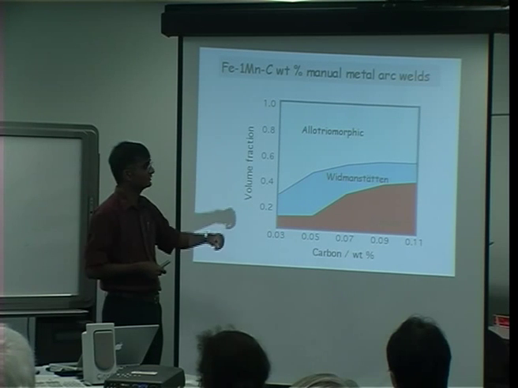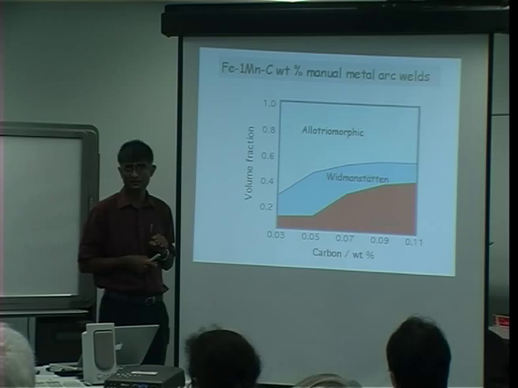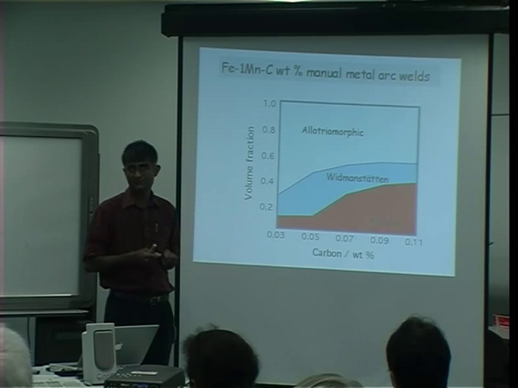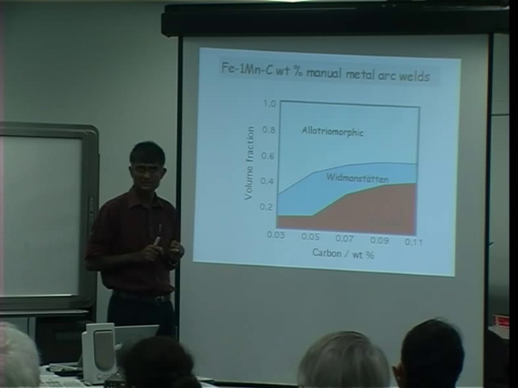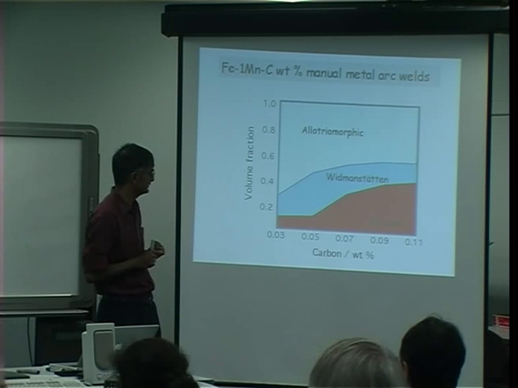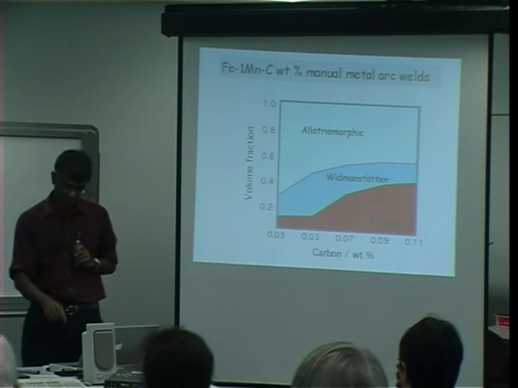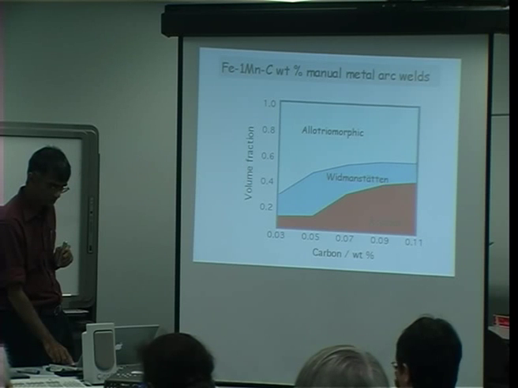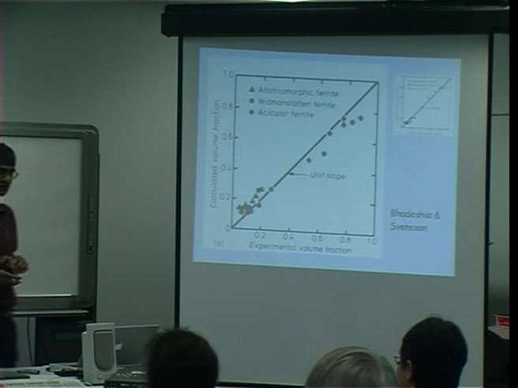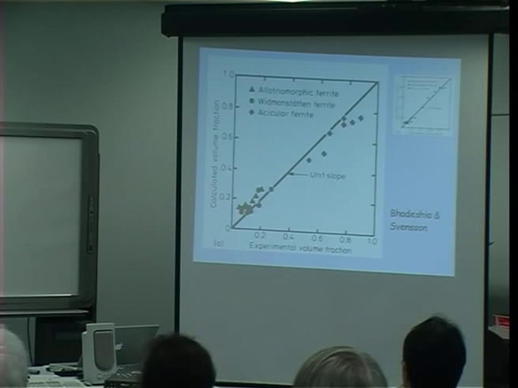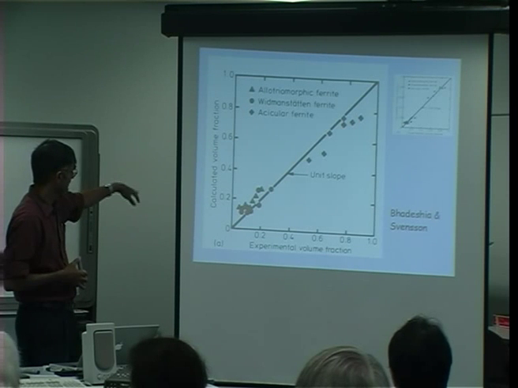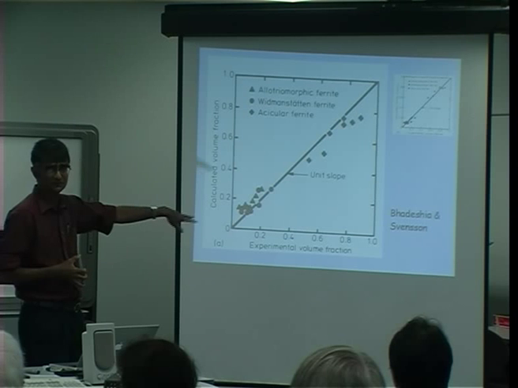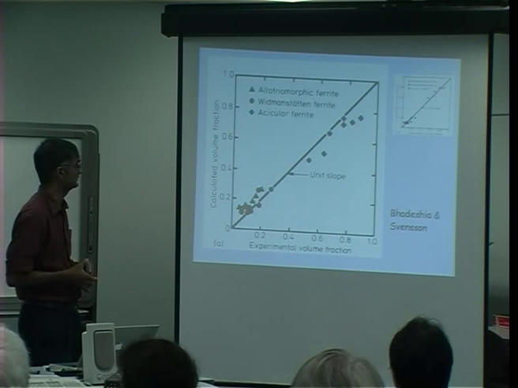So then you have your computer, and you can do calculations like this, where you plot volume fraction versus carbon. This is a simple alloy, because I can't illustrate many different alloy element effects, but you can vary more or less any of those elements that you like. Calculate the weld metal microstructure. These are typical results. There are many, many such results now in the literature, where you are plotting the calculated fraction versus the measured fraction for a whole series of welding alloys.